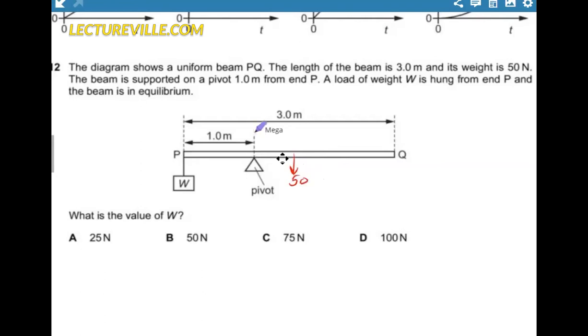And it will be 0.5 meter away from the pivot. So 50 into 0.5 should be equal to W multiplied by 1. I think a simple calculation can tell you W must be half of 50, because the distance of W is double the distance of the 50 Newton force from the pivot.